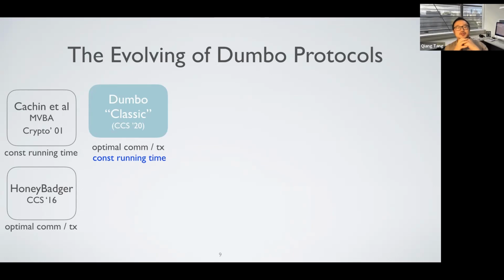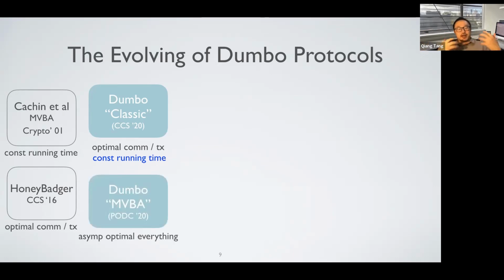Back in CCS20, we had the best of both. We have both optimal communication, and at the same time we do not have to sacrifice the running time. At the same time, we also answer the open problem from Qiang et al. We gave an essentially optimal construction of this important MVBA protocol, which originally had a massive amount of communication.